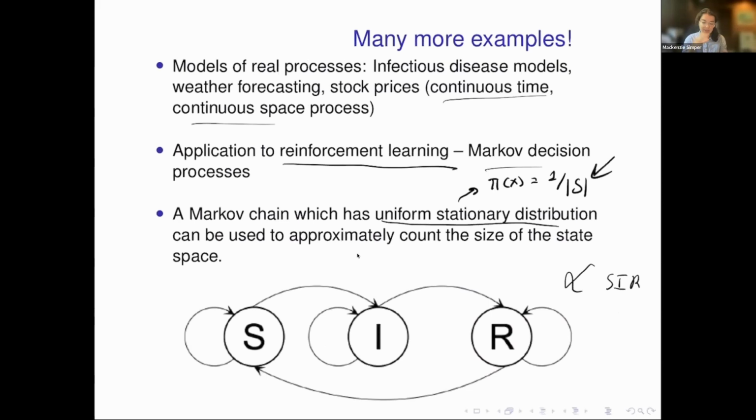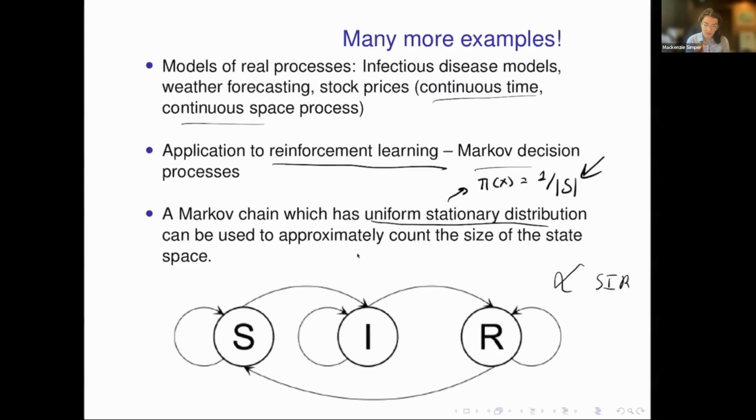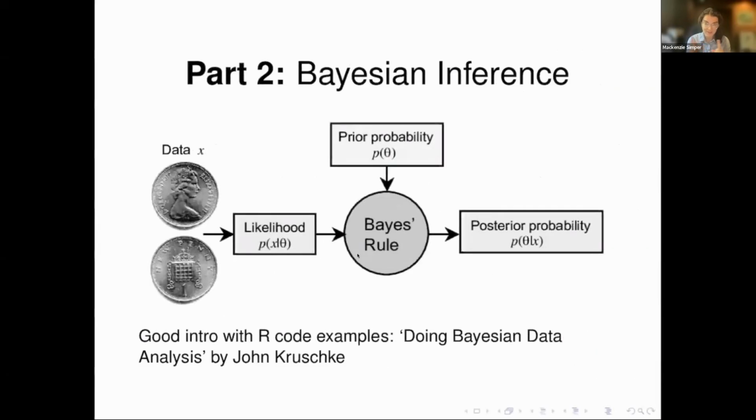All right, that's just a sample. My point is, Markov chains are everywhere. They're very cool to study from a mathematical perspective and have many applications. Okay, so for the last little bit, I want to talk about one specific application to data science, which is through Bayesian inference and through Markov chain Monte Carlo.